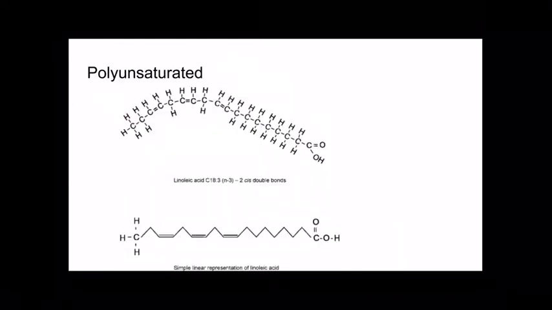Polyunsaturated fats are liquid at even a cooler temperature. So polyunsaturated fats come from seeds and grains. So you could have corn oil or peanut oil or something like that, something that comes from a grain or a seed or a nut, and that would be rich with polyunsaturated fats.